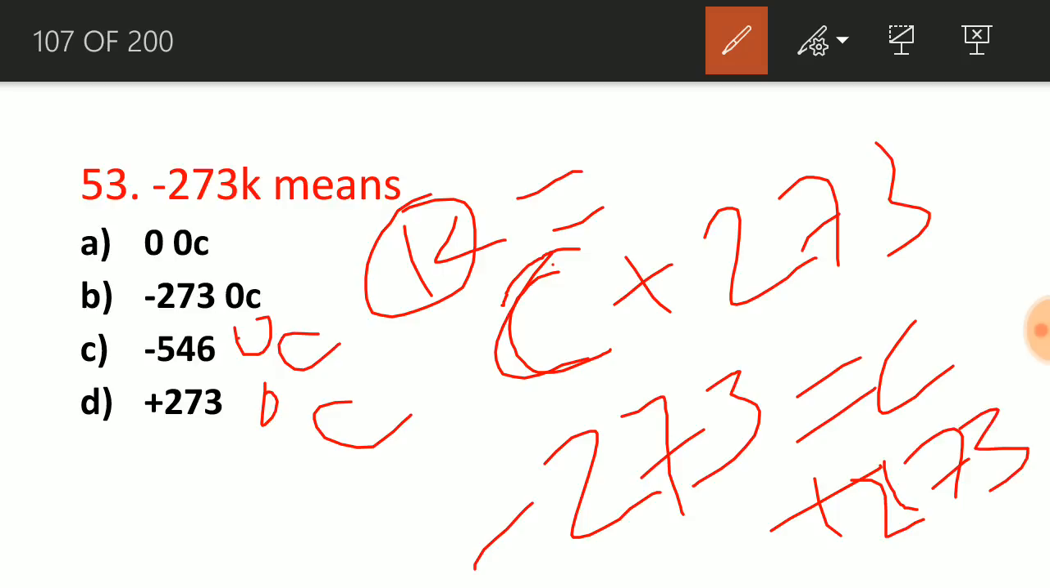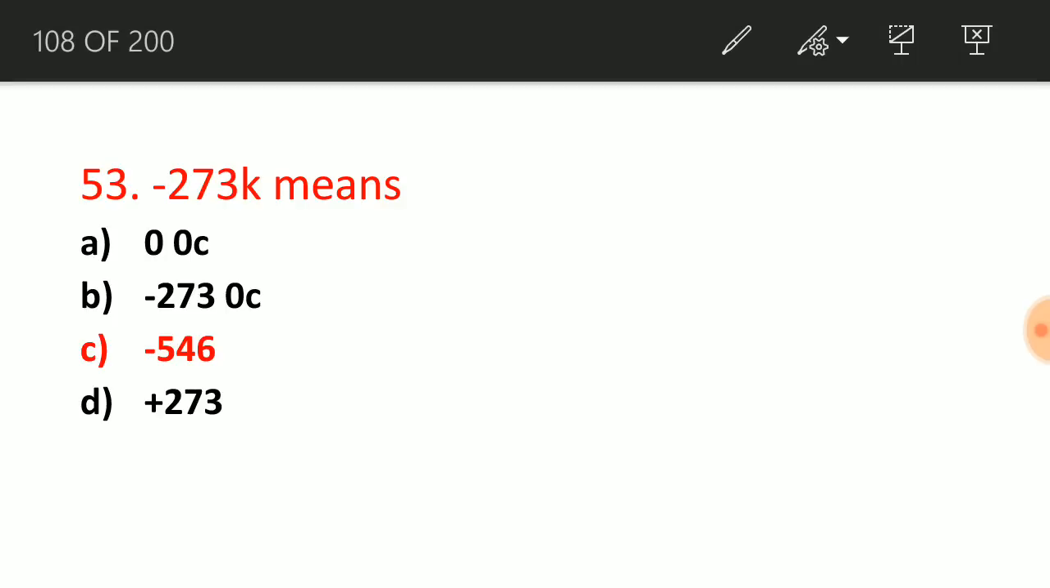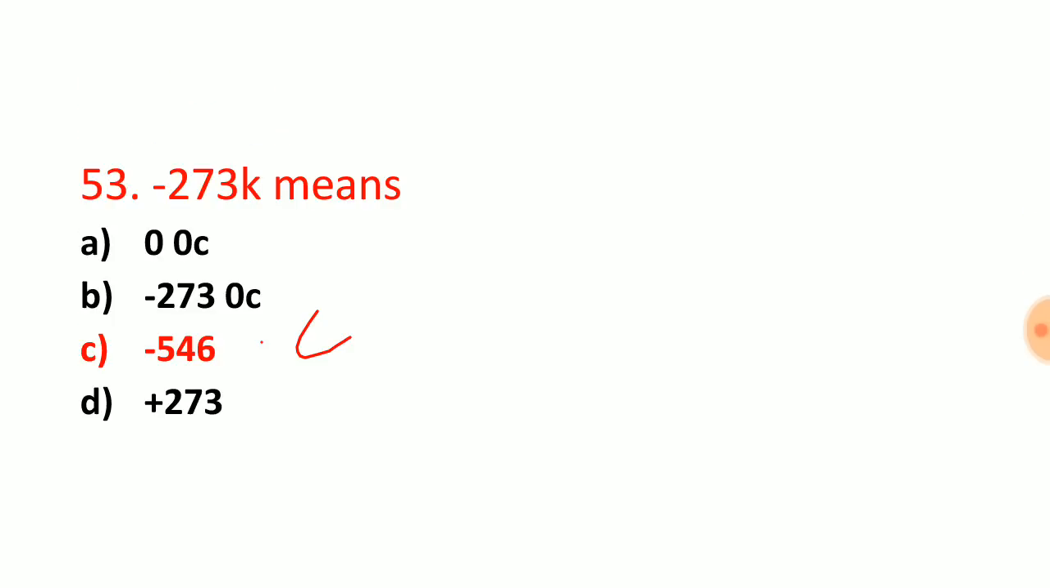If we take this 273 from the LHS to this side, then we will get minus 546. So minus 546 degree centigrade is the correct answer for this question, option C. We can convert one unit into another unit of Celsius, Fahrenheit, Kelvin. There is one formula. Try to find that formula and try to solve other questions as well.